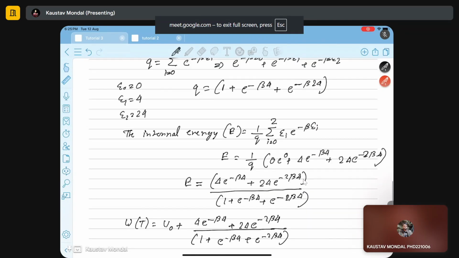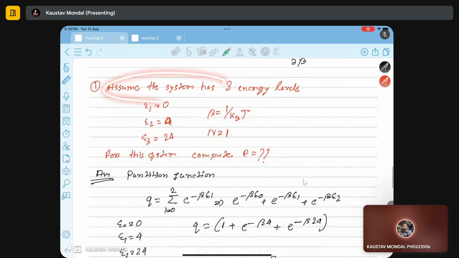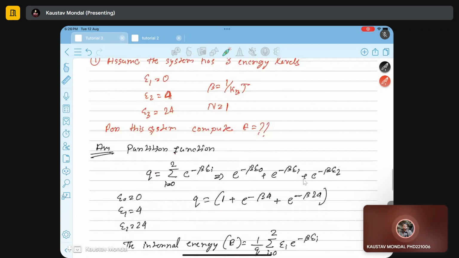Okay, right. So what we have done here, let me just state the problem. We have a system of three energy levels: E1 equal to 0, E2 equal to delta, E3 equal to 2 delta. For a single particle system, for this three energy level system, we have to compute the total energy. So how have we done that?